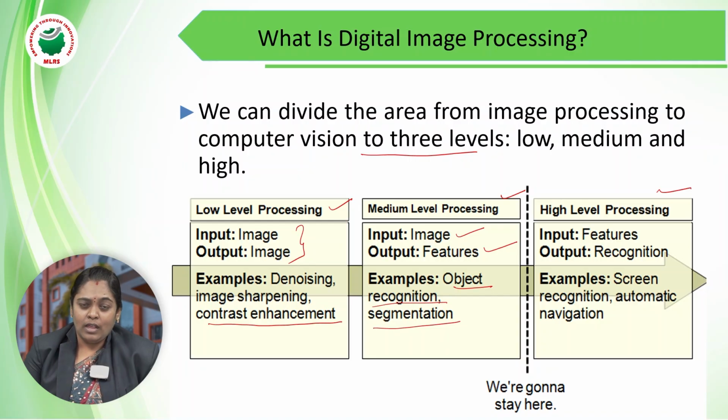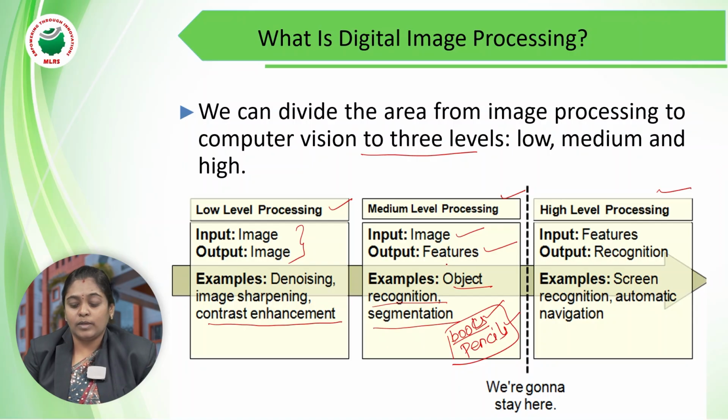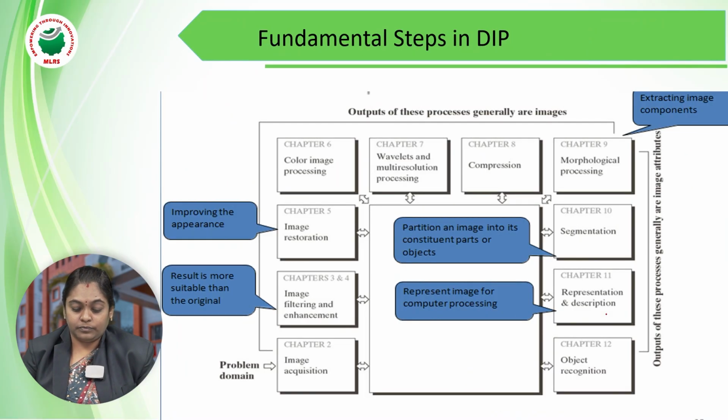Segmentation is when an image consists of some books as well as some objects like pencils, and you are able to differentiate whether it is a book or a pencil. Such a type of processing is called medium level processing. Coming to the third one, high level processing: if you are able to extract the features of an image, that is called high level processing.